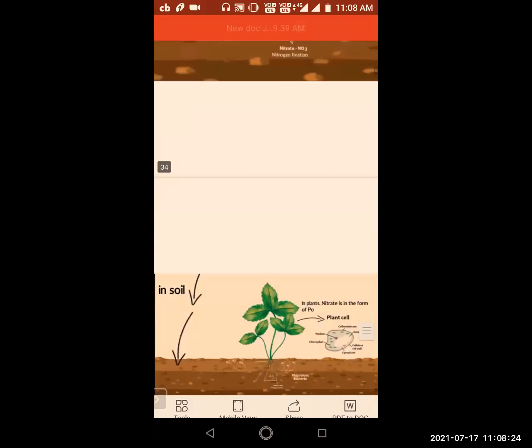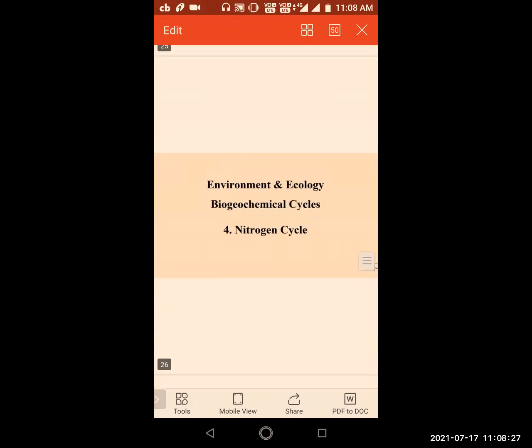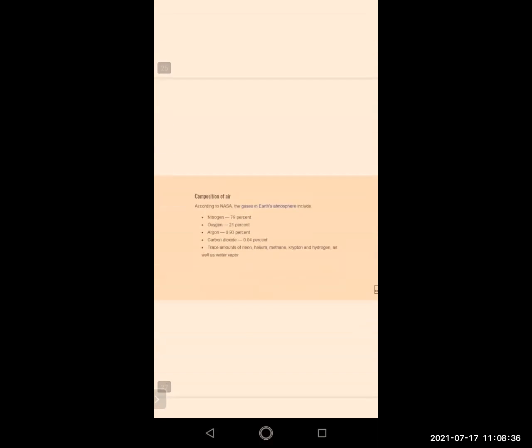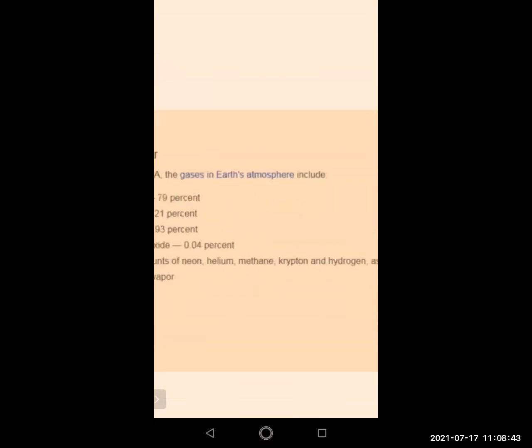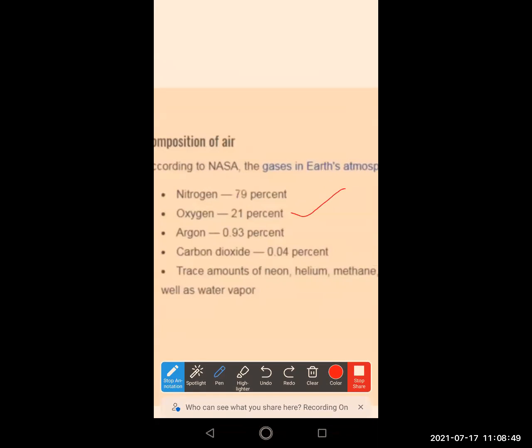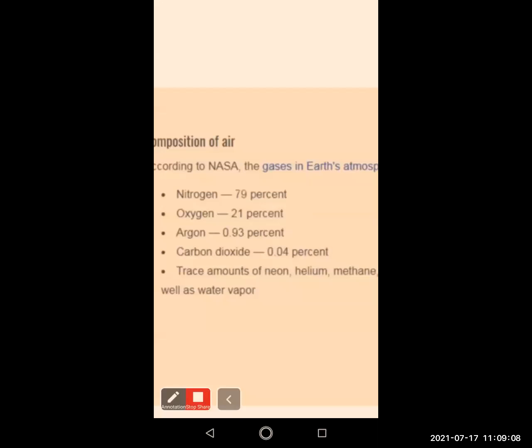Now we shall learn about our next and last topic, the nitrogen cycle. The very last topic of this chapter. As you know, what is the percentage of oxygen? We know that the percentage of oxygen is 21%. Look at the percentage of nitrogen, 79%. Can you imagine, 79% of this atmosphere is covered by nitrogen? In the Earth's atmosphere, the percentage of nitrogen is 79%.